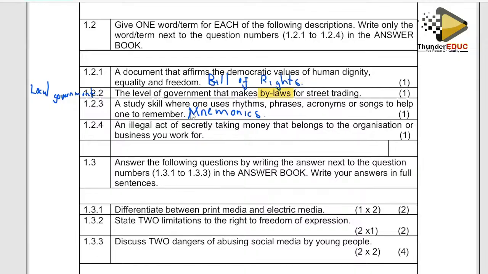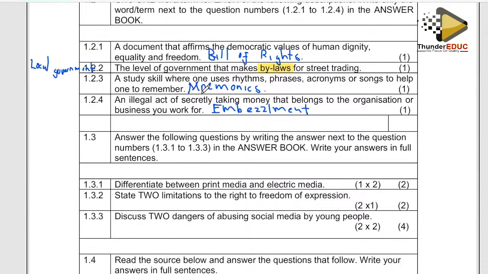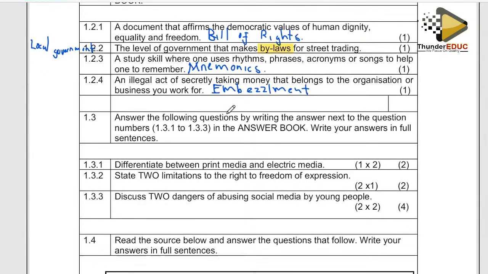Then 1.2.4, an illegal act of secretly taking money that belongs to the organization or business which you work for. So this practice is also known as embezzlement. That is known as the embezzlement of funds. That is the practice which involves secretly taking money that belongs to an organization or a business which you work for.